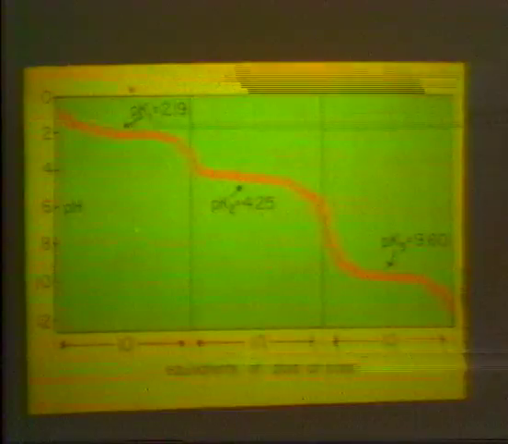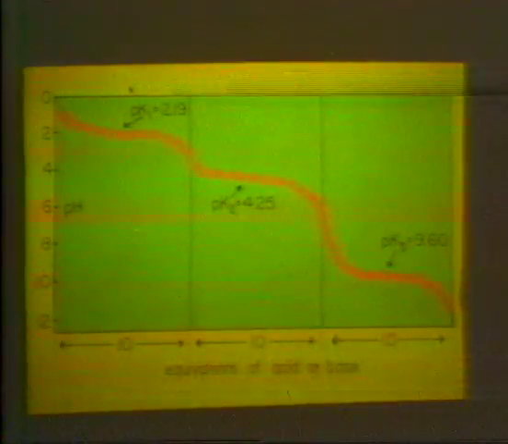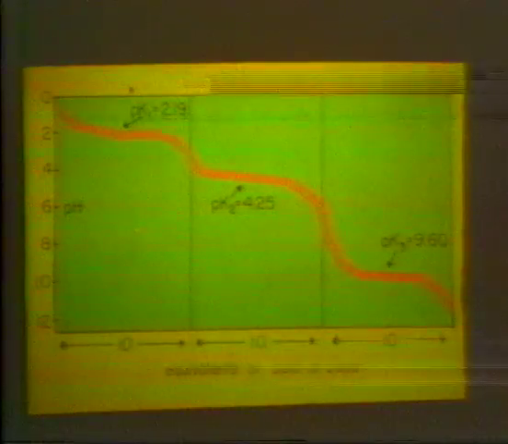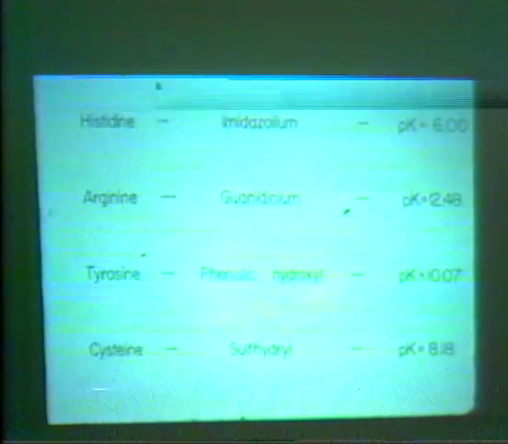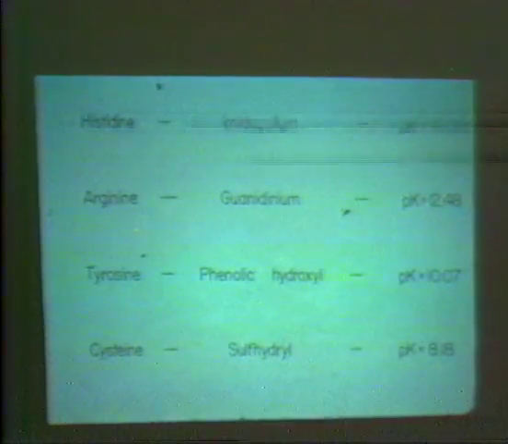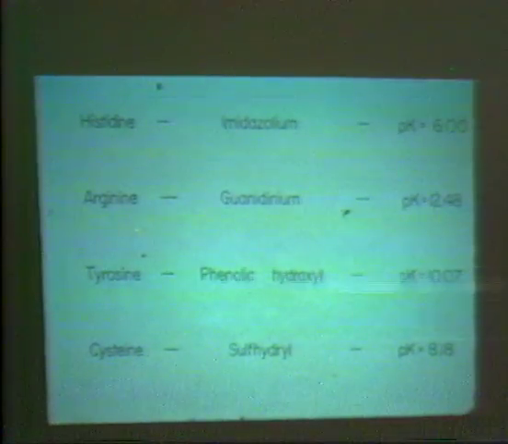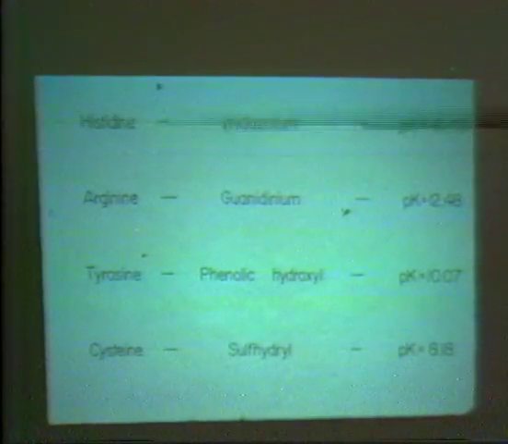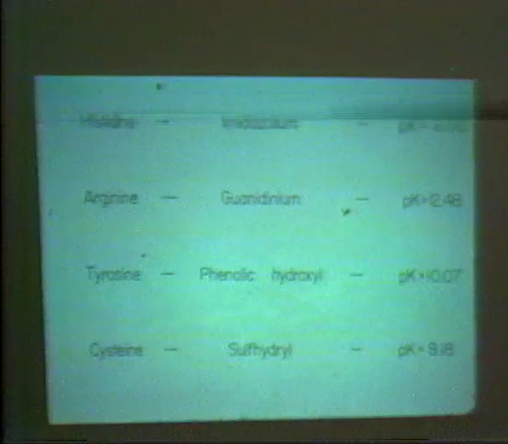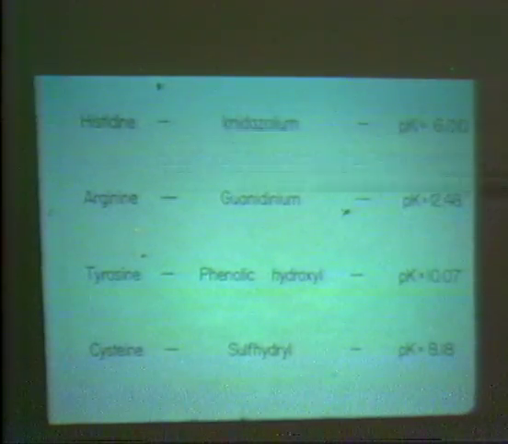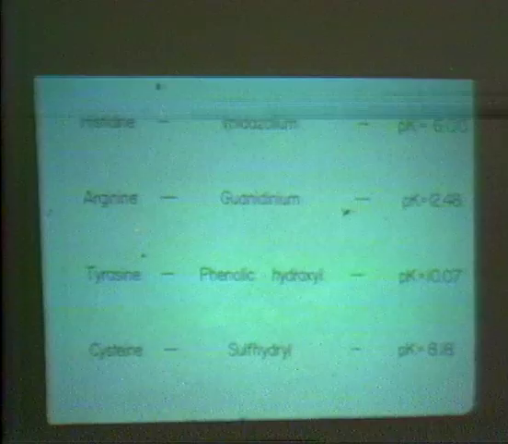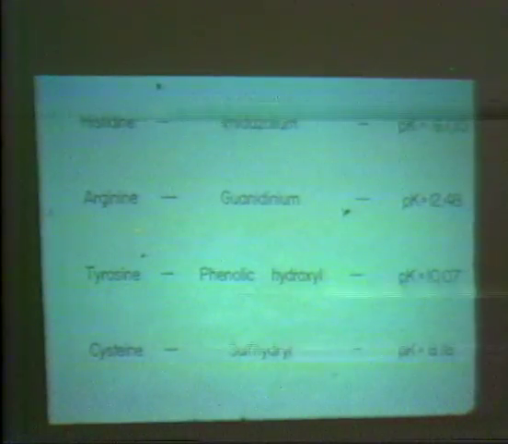Now, in addition to the basic groups that I have talked about, we have on the next slide some additional complications which can be taken into consideration when dealing with the titration curves of amino acids. Here I've listed 4 amino acids having other titratable groups other than carboxyl or amino groups. And in addition, I've listed the pK values for these groups: first of all, for the imidazolium group of histidine, for the guanidinium group of arginine, for the phenolic hydroxyl group of tyrosine, and for the sulfhydryl group of cysteine.